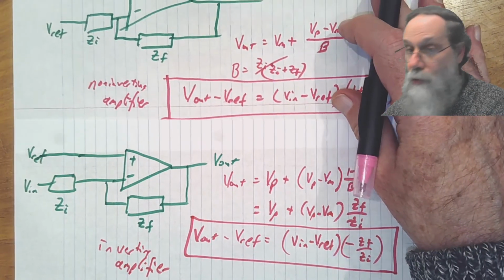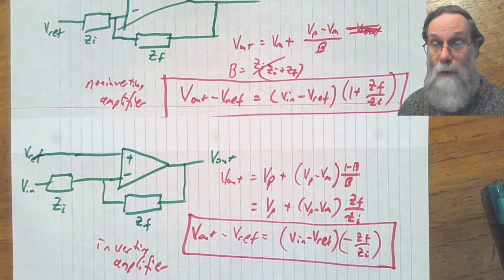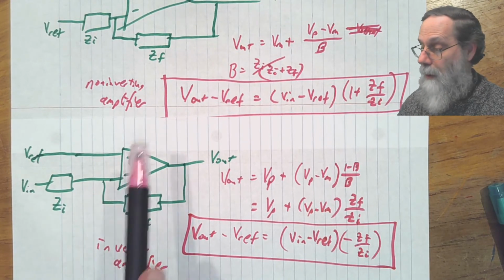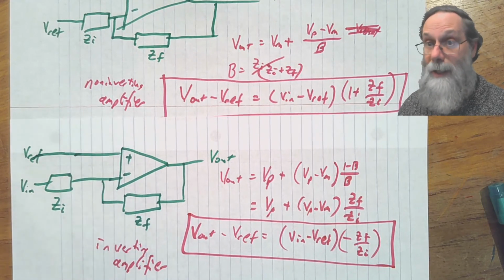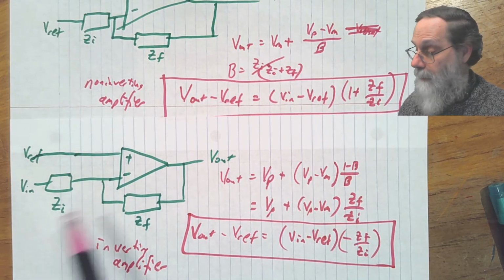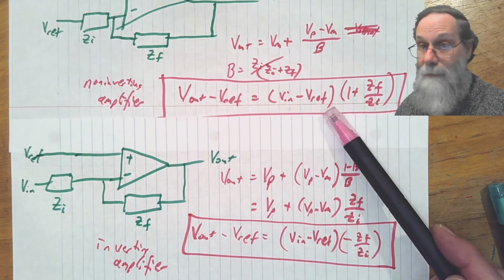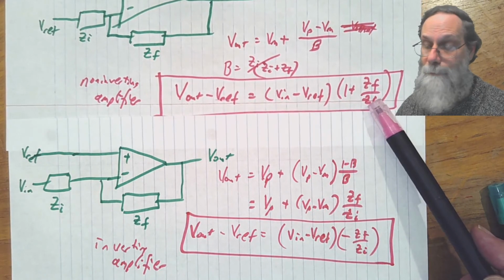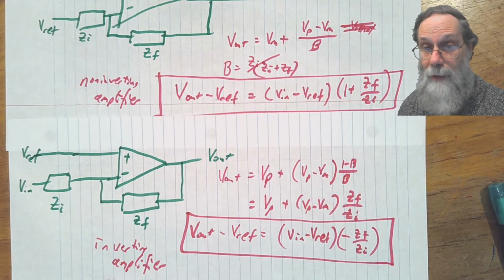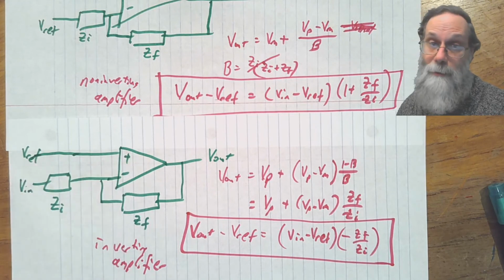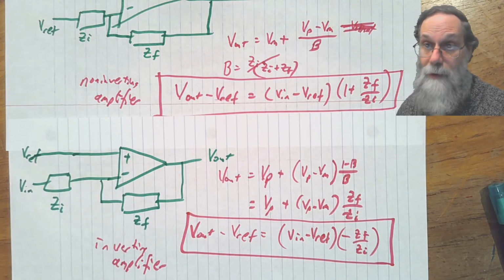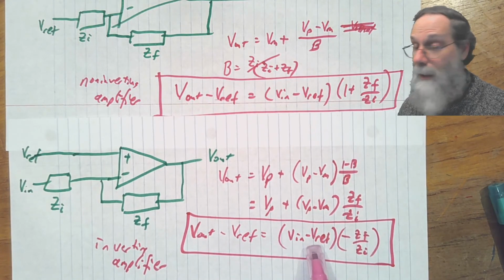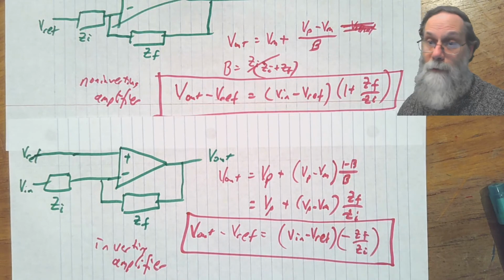So, two formulas that are worth remembering. There's very few formulas in this course worth remembering. These are two. For a non-inverting amplifier, where the input is going to the positive input of the op-amp, V out minus Vref is Vin minus Vref times 1 plus Zf over Zi. And for an inverting amplifier, where Vref is going to the positive input and Vin is going to the negative input of the negative feedback amplifier, V out minus Vref is Vin minus Vref times minus Zf over Zi.